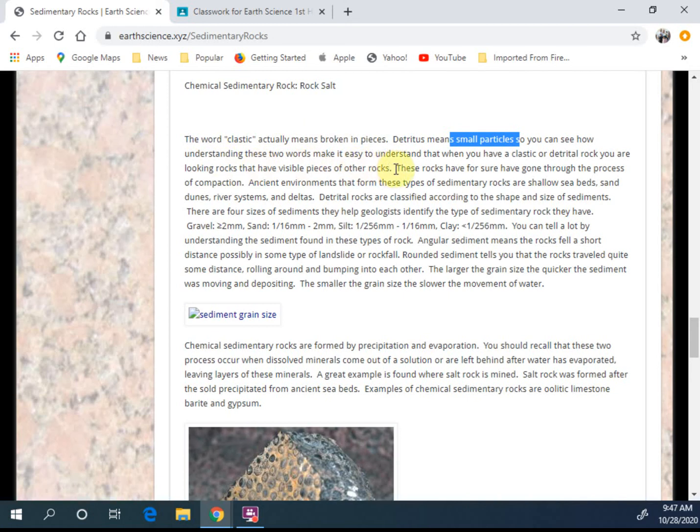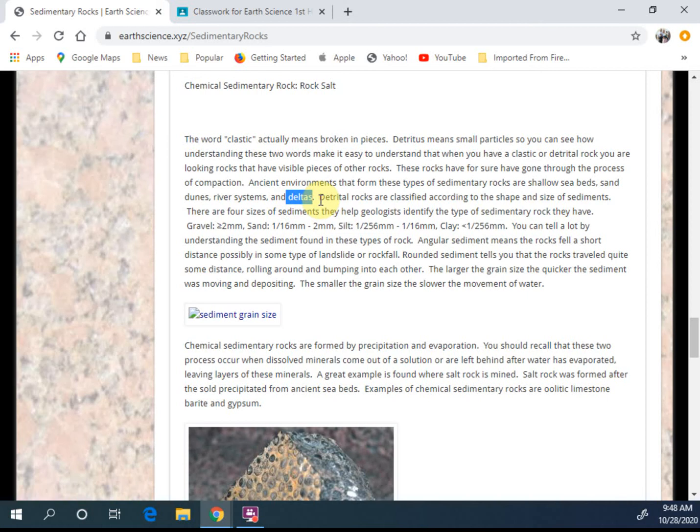So that's basically what that explains there. Ancient environments that form these types of sedimentary rocks are as follows: shallow seabeds, sand dunes, river systems, and deltas. Deltas are the mouths of rivers entering into the oceans, where they distribute a lot of their sedimentary rock and grains.